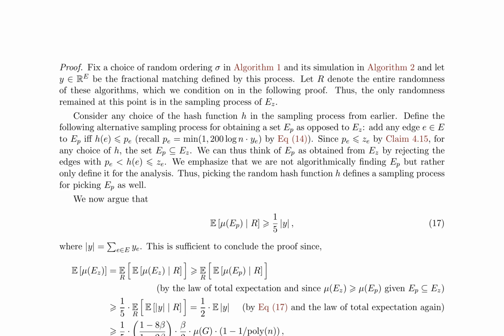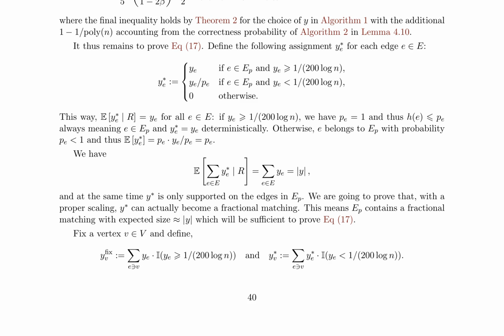They define an alternative sampling process for obtaining a set E_P, which is a subset of E_z. By rejecting edges with p_e less than h(e), h(e) less than or equal to z_e, they show that E_P contains a fractional matching with expected size approximately equal to y. This is achieved by defining an assignment y* for each edge e in E, which is supported only on the edges in E_P. The authors then prove that y* can be scaled to become a fractional matching, implying that E_P contains a fractional matching with expected size approximately equal to y.